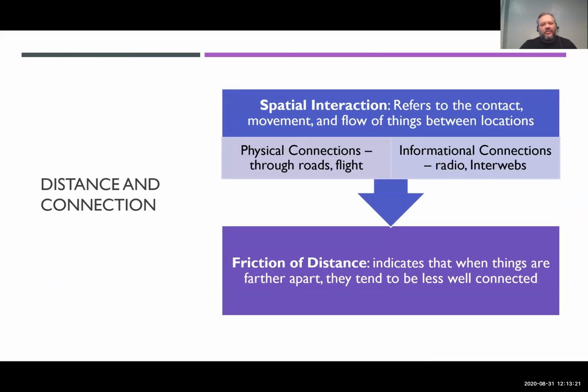All right, another term or concept to be familiar with is called spatial interaction. Spatial interaction is the contact or movement or the flow of things between locations. And there are 2 ways for things to flow. It could be through physical connections, roads, railroads, things like that, or it could be informational connections like the television or the internet or radio or whatever it is. And then the other part of this distance and connection thing is called the friction of distance. It indicates that when things are farther apart, we tend to be less connected.